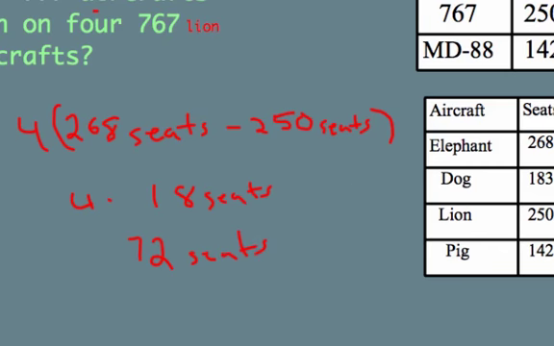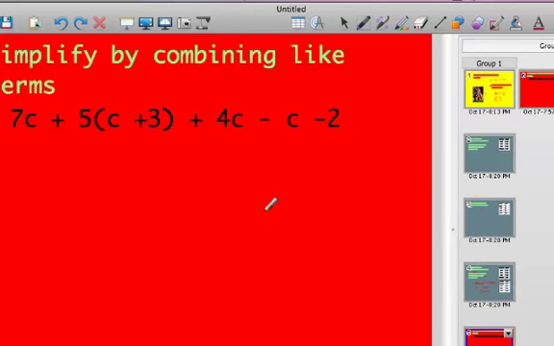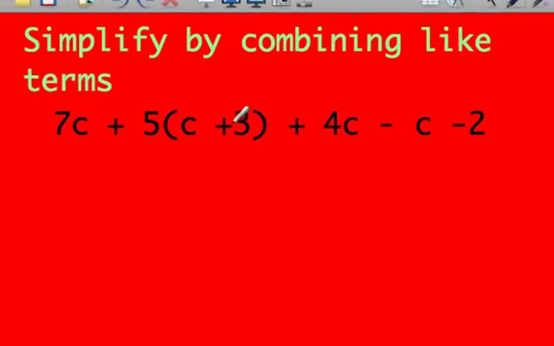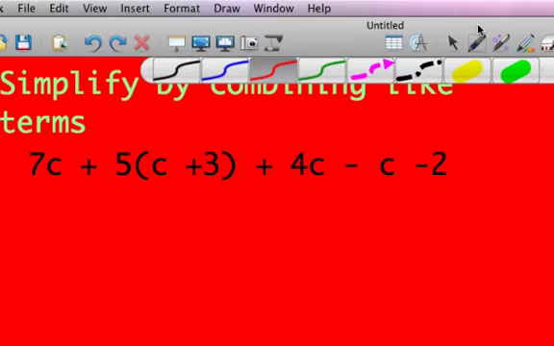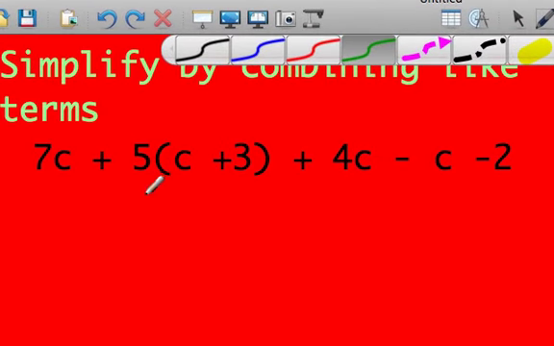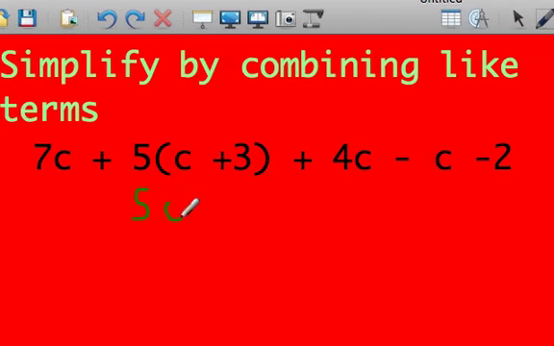Alright, one more, and this is actually the challenge problem for this week. So this problem says simplify by combining like terms. Alright, so I'm going to simplify. I'd start maybe by doing the distributive property right here. So this is 5c plus 15, and then the rest of it we can kind of tack on.